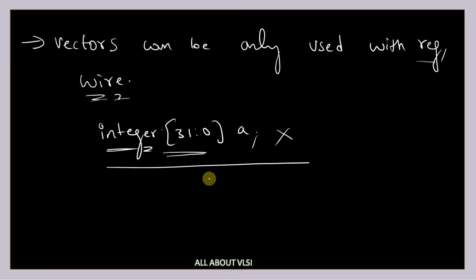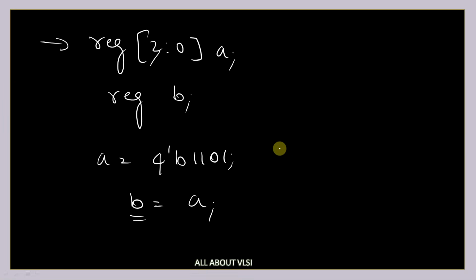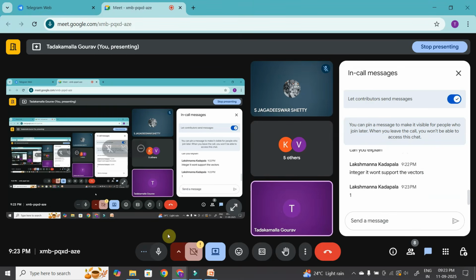Yeah, integer it won't support vectors. That is what I read. Exactly, correct. Now, what is the value of b that will be stored? Can anyone tell me? Take your time and please let me know.